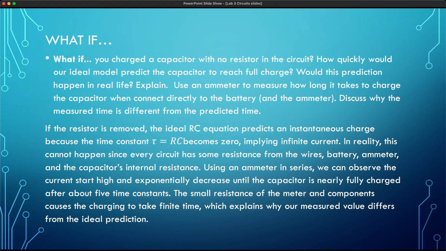The small resistance of the meter and components causes the charging to take a finite time, which explains why our measured value differs from the ideal prediction.